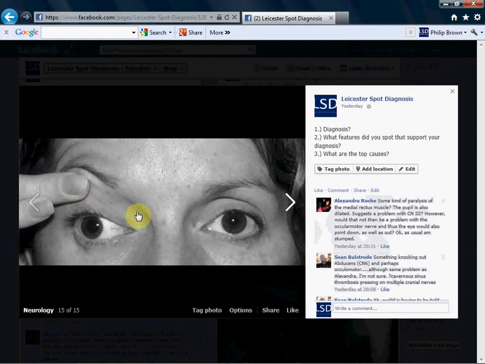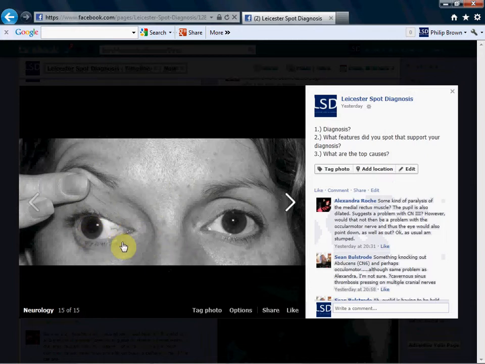So there's ptosis of the eyelid. So the eyelid is drooping. That's because the oculomotor nerve, the third cranial nerve, supplies the levator palpebrae superioris, which is the muscle that elevates the eyelid. If the finger wasn't there, the eyelid would be drooping down. It would be partly or fully closed.